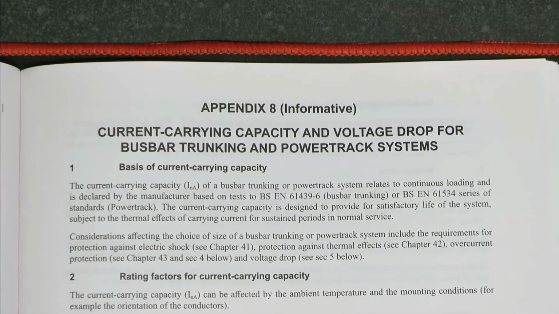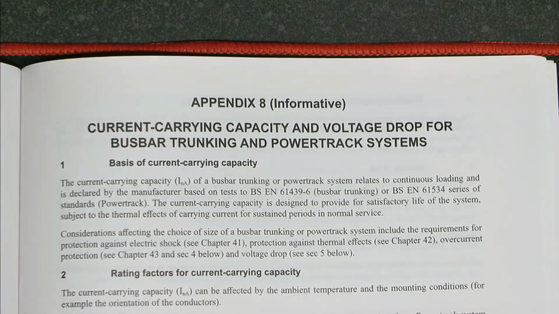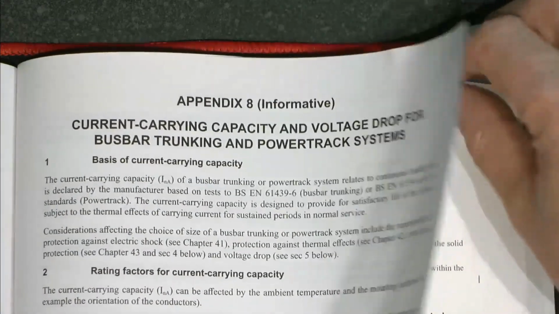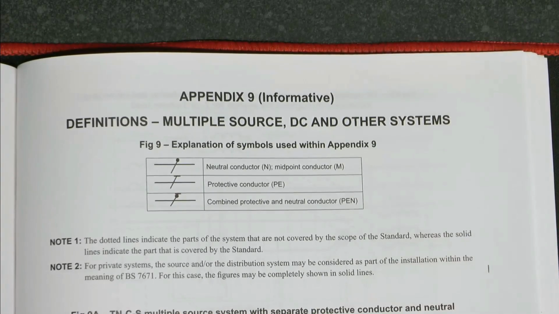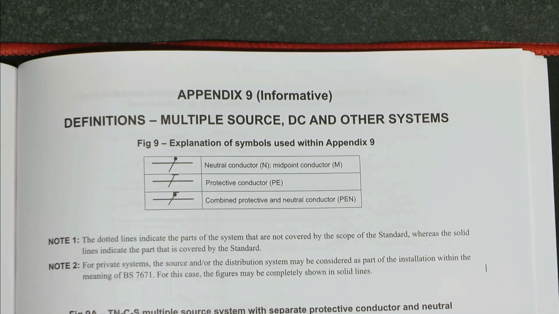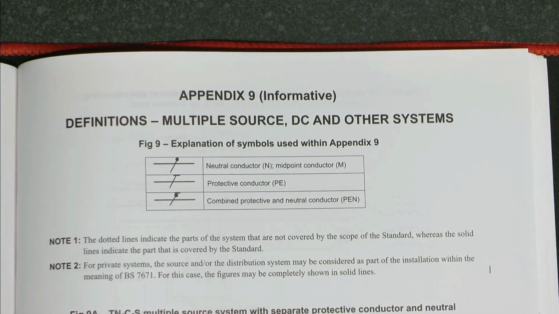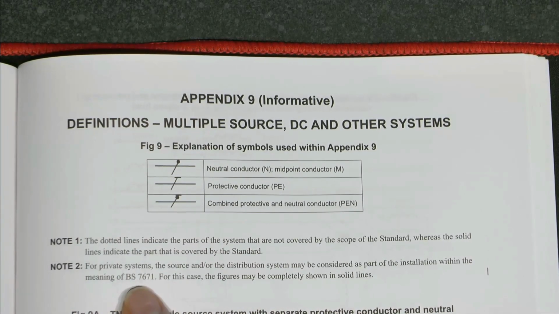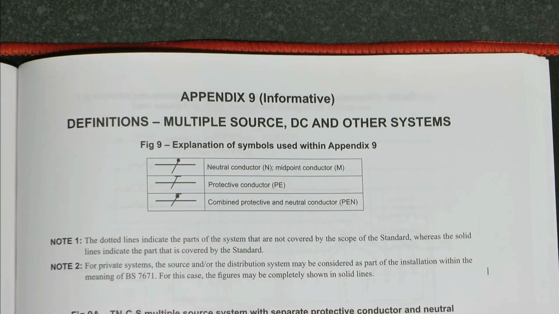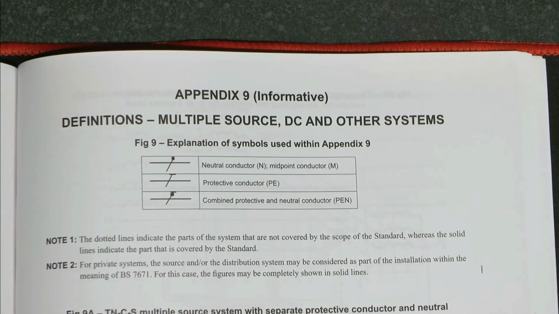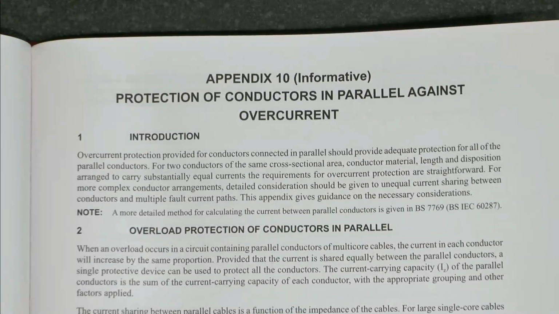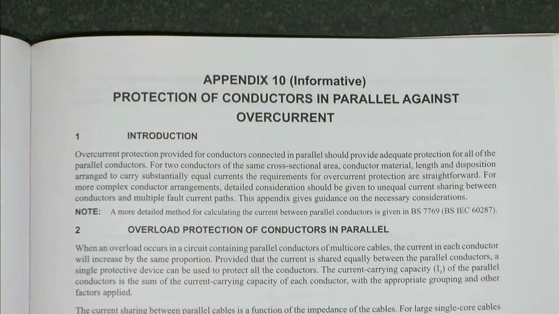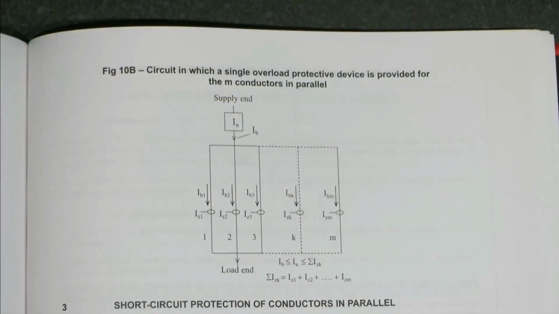Appendix 8, current carrying capacity and voltage drop for bus bar trunking and power track. No real changes here, so nothing really to see. Appendix 9, definitions of multiple source DT and other systems. Again, nothing really has changed here either, so just moving on. Another one here, just these are minor, couple of items changed there. Basically it says BS7671 instead of this standard, so again I've seen that throughout the rest of the book. Now again, Appendix 10, conductors in parallel, nothing has really changed here either, so moving on.